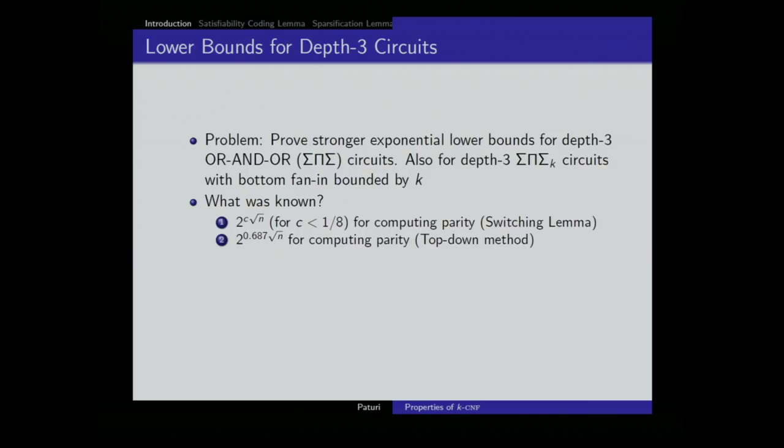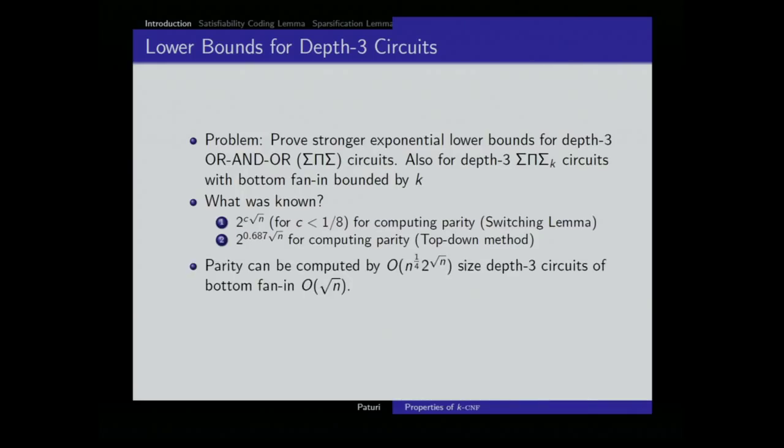So what's known so far? Prior to 1997, the switching lemma tells us that parity requires size 2 to the c times square root n for computing, where c is strictly less than 1. Subsequently, Paturi, Pudlák and Zane improved that lower bound using a top-down technique, which is only applicable for depth 3 circuits. It's not clear how to apply it to depth 4 circuits. It gives a slightly better lower bound of 2 to the 0.687 times square root n for parity.